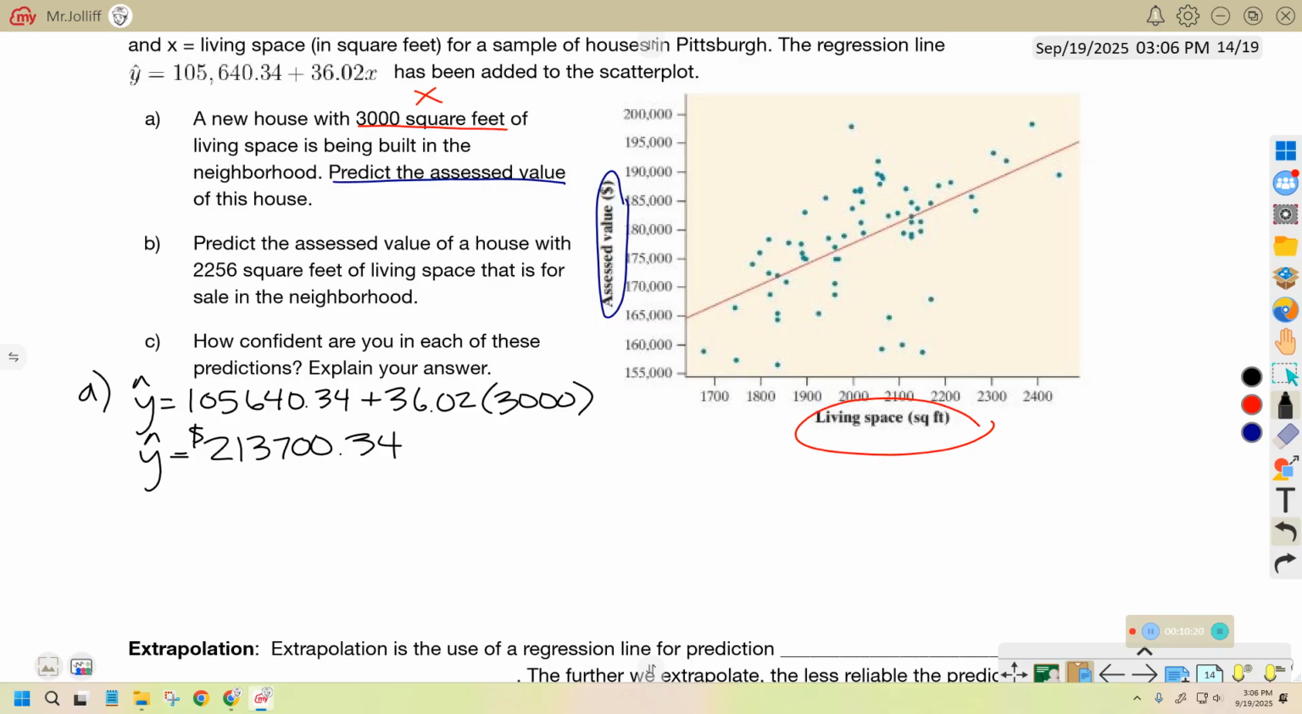Not so bad. Something we've done in math class before, yeah? You'll notice B, very similar. Predict the assessed value of a house with 2,256 square feet of living space that is for sale in this neighborhood. So I'm going to give you just a minute in your small groups. I want you to do B, and then I'm going to have somebody come up to the board and do it for us.